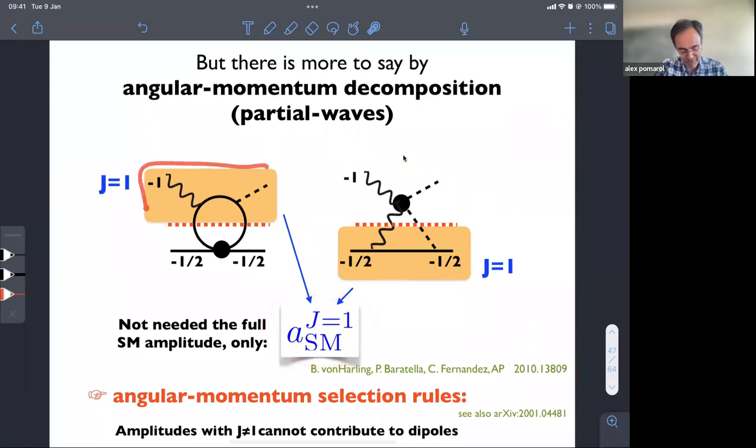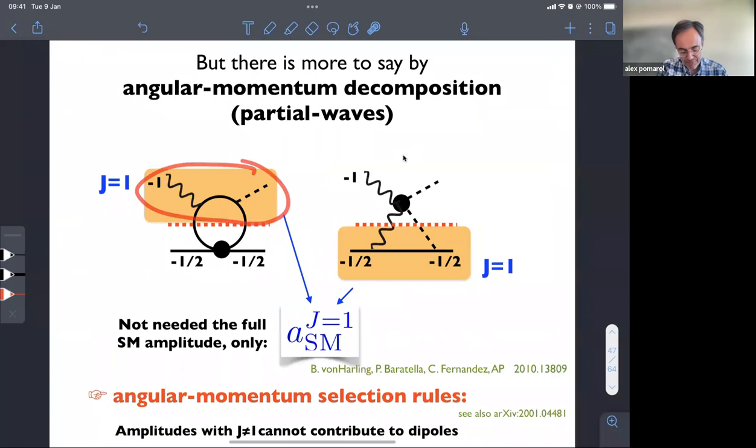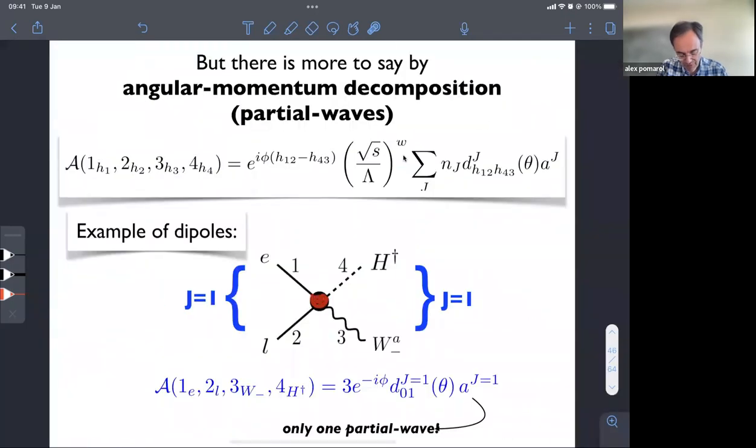This amplitude in the standard model has a partial wave decomposition where, of course, there is a contribution to all J's. The amplitude has contributions to all J's. And this is the dipole. The dipole only has contribution to J equal 1, but the generic amplitude, okay. Sorry, this is the 1 over lambda squared amplitude. Again, this is the 3, 1, 3, 2, lambda squared amplitude.